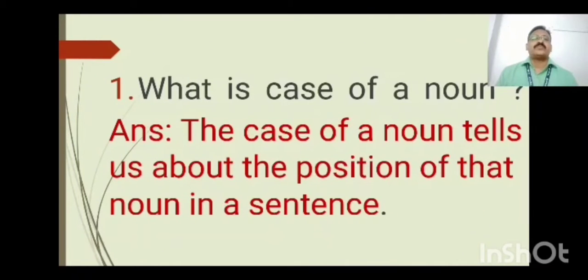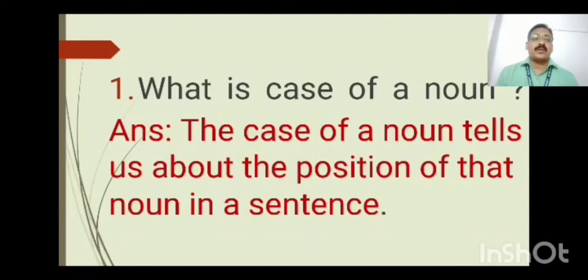First, we will know what is the case of a noun. The case of a noun tells us about the position of that noun in a sentence. Means, in a particular sentence, a noun is in which position, whether it is in the subjective position, possessive position, or objective position, you can read the sentence and know about that noun easily. And to know in which position the noun is, that is called noun case.